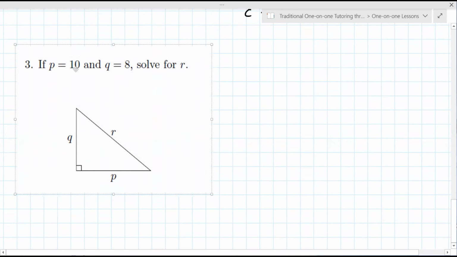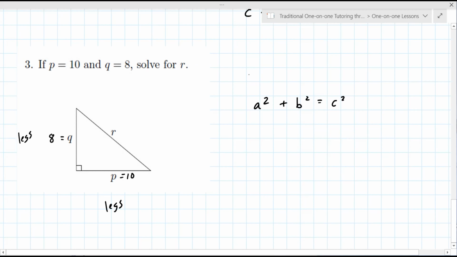Okay, so in this problem, it says if P equals 10, that's down here. And if Q equals 8, that's over here. These are the legs. And in this formula A squared plus B squared equals C squared, A is a leg and B is a leg. So in this problem, you can really think of Q as being A and P as being B. Yeah.